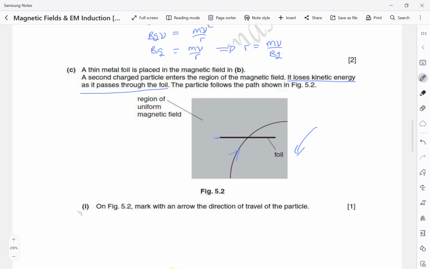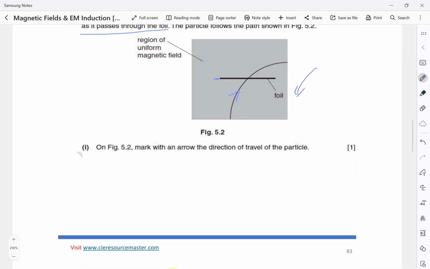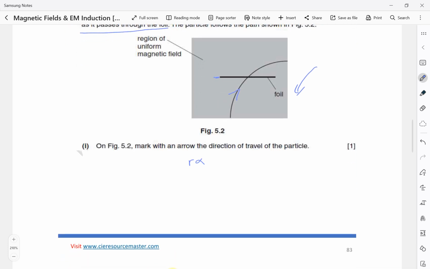But since it loses kinetic energy, the speed decreases. We know that speed is directly proportional to the radius. So because the speed decreases, the radius of the orbit must decrease. So the path must be closer to the foil after going through it. So the particle must be moving from the bottom to the top as indicated by this arrow here. So the arrow should be pointing that direction.